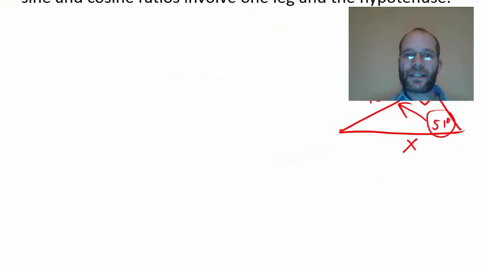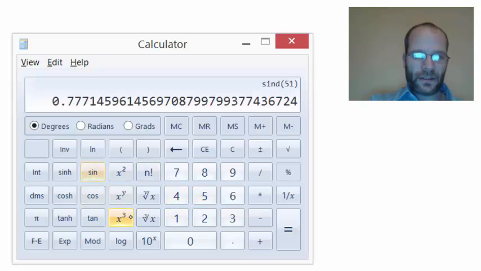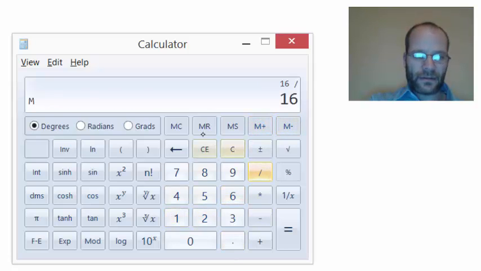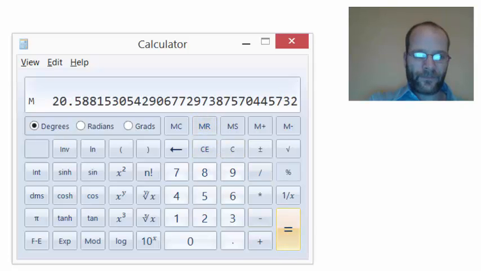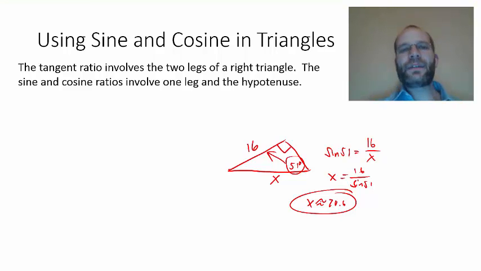We go back to our calculator. So once again, I'll start by finding the sine of 51. After I put that in memory, I'll divide 16 by that number. And we get 20.6. Okay, that's how we use the sine and cosine functions in order to find missing legs or missing hypotenuses.